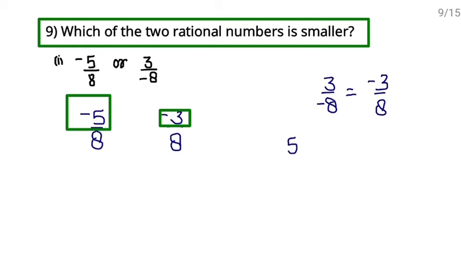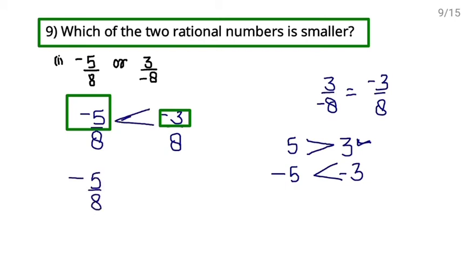Check if 5 and 3 are there. If 5 and 3 were there, which one is smaller? 3 is smaller, 5 will be greater, right? But if minus sign comes with these two numbers, the smaller value becomes greater. 3 was smaller, now it will become greater, and 5 will be smaller, right? So minus 5 upon 8 is smaller than minus 3 upon 8. 5 upon 8 is smaller.